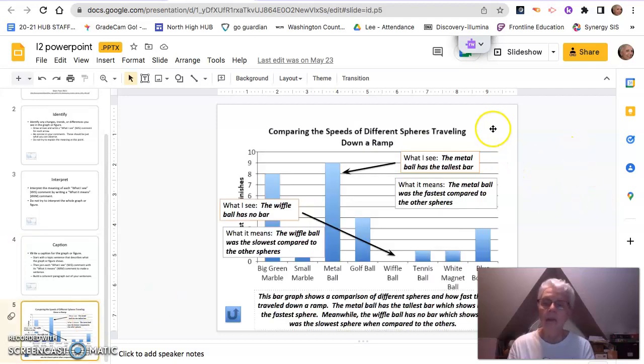So here is an example. First of all, we're comparing the speeds of different spheres traveling down a ramp. So notice that the wiffle ball has no bar whatsoever. What that means is that that wiffle ball is the slowest compared to all the other spheres you have on this graph.